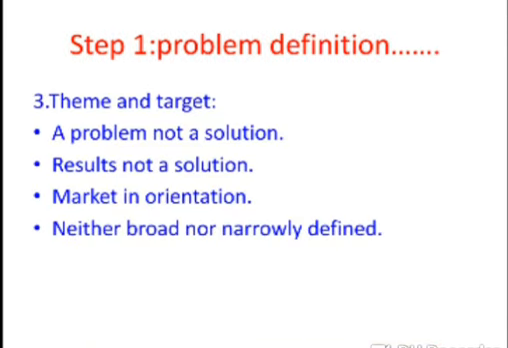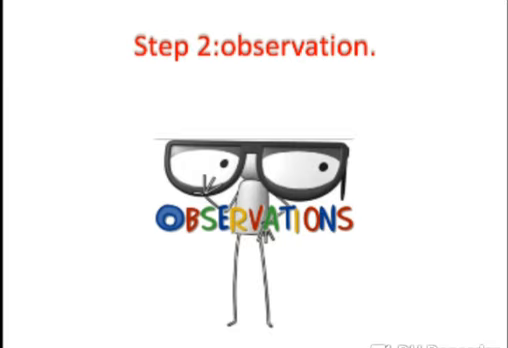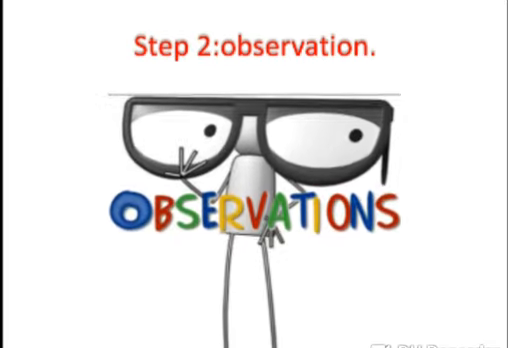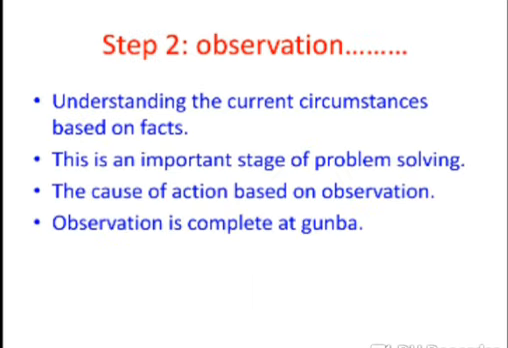Theme and target, which states a problem not a solution, results not a solution, market in orientation, neither broad nor narrowly defined. Step 2, observation. Understanding the current circumstances based on facts. This is an important stage of problem solving. The course of action is based on observation.